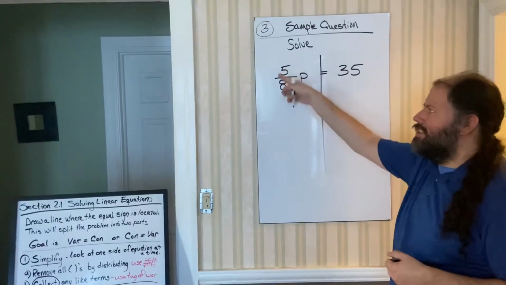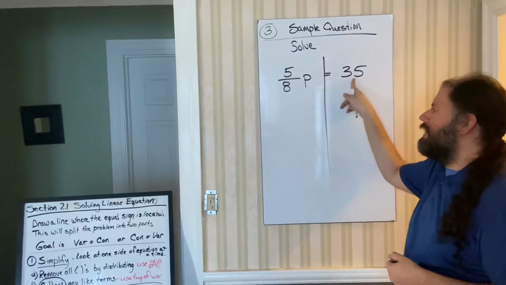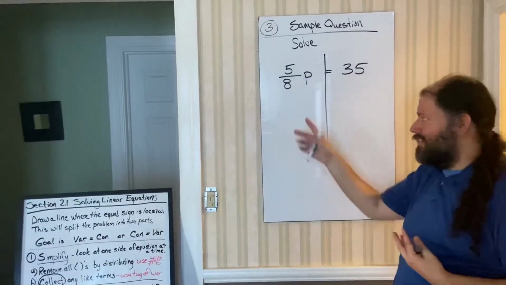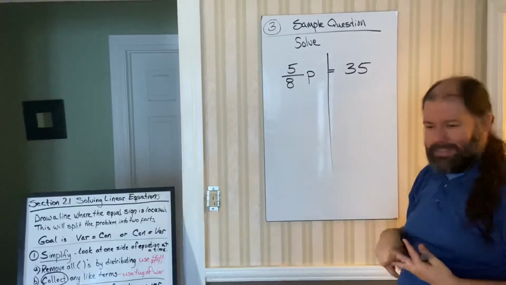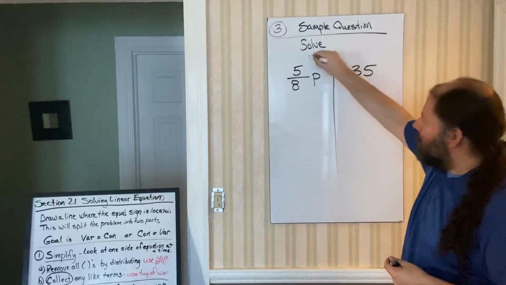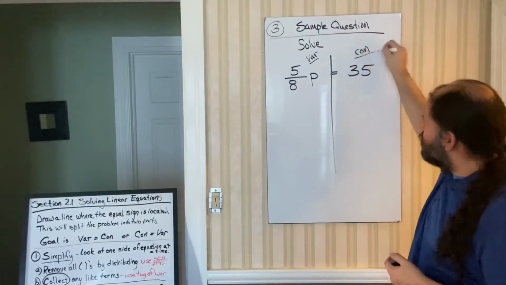This is a coefficient. Even though it's a fraction, this is still considered a coefficient, variable, constant. No parentheses, no like terms. Remember, these don't match, and this is just one item. Labeling: this is the only side that has a variable. This is our constant side.